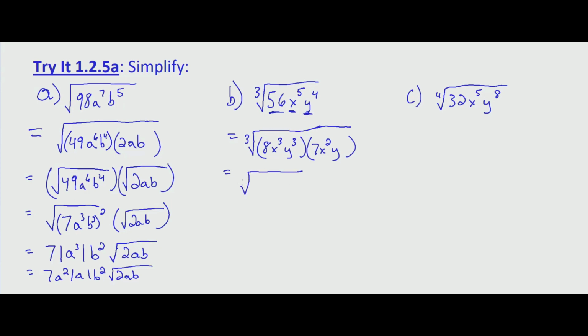Again, we break that up into separate radicals. We can go ahead and say that this is 2xy, and that's being cubed. Because 2 cubed is 8, x cubed is x cubed, and y cubed is y cubed. And again, that leaves us with the other part of the product, the cube root of 7x squared y. No absolute values needed because we're dealing with a cube root, 2xy cubed. The cube root of that is simply 2xy. And we're left with the cube root of 7x squared y.